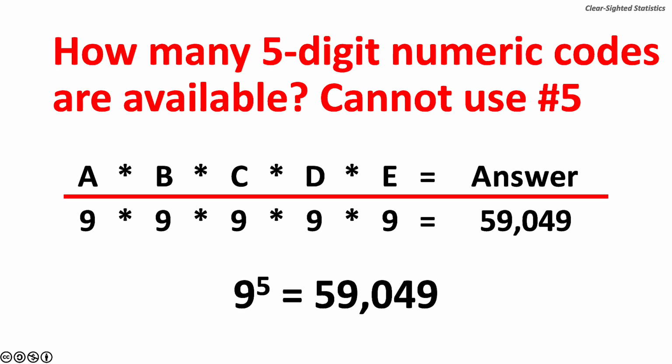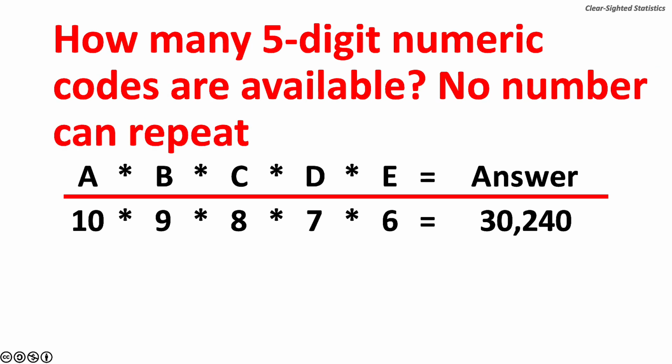How many 5-digit numeric codes are available, assuming you cannot use the number 5? Answer: 9 to the 5th power. 9 times 9 times 9 times 9 times 9 equals 59,049. How many 5-digit numeric codes are available when no number can be repeated? The answer is 30,240, found by 10 times 9 times 8 times 7 times 6.